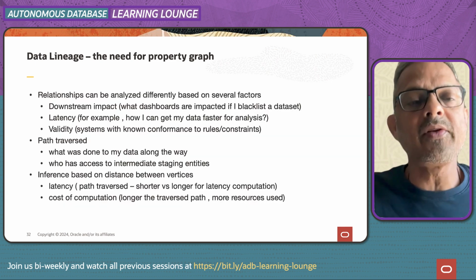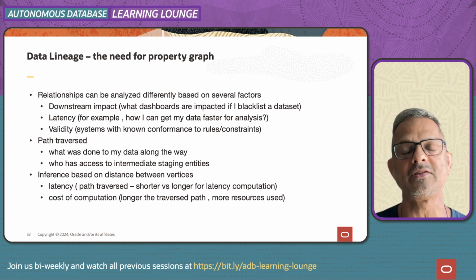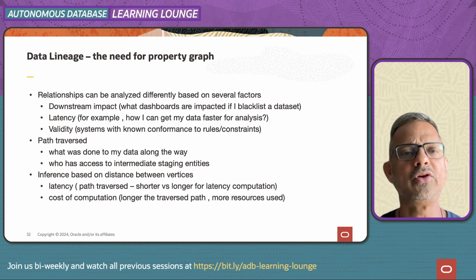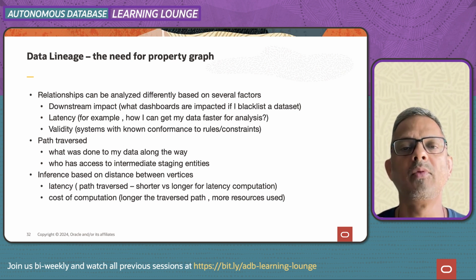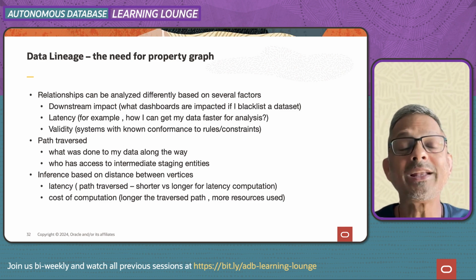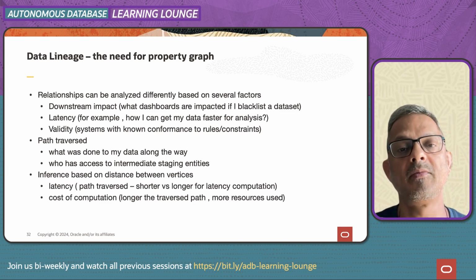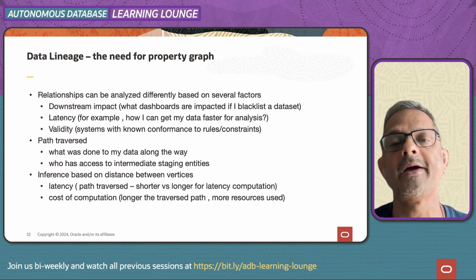And also some of the other interesting considerations, right? Relationships can be analyzed very differently based on several factors, such as weights associated with these edges. You can ask questions like, hey, what dashboards are impacted if I blacklist a data set, if I find that it is compromised? If my data is always arriving 30 minutes late, what can I do to my pipeline or my path to get the data faster? What do I have to compromise, right?